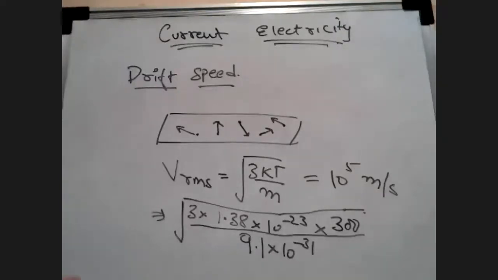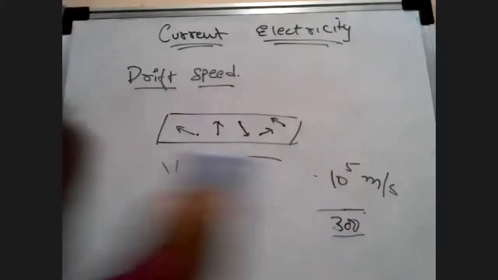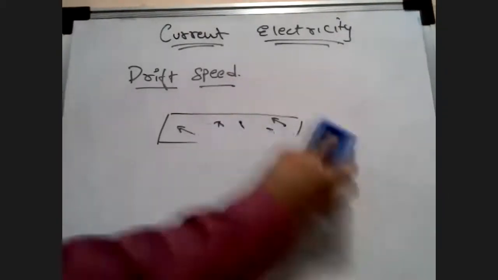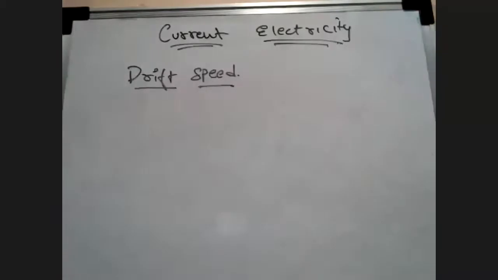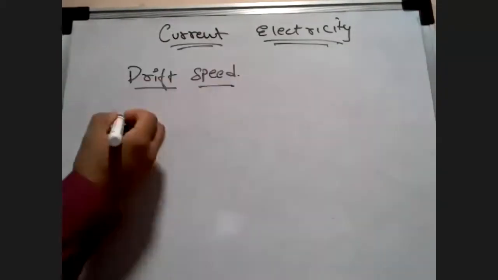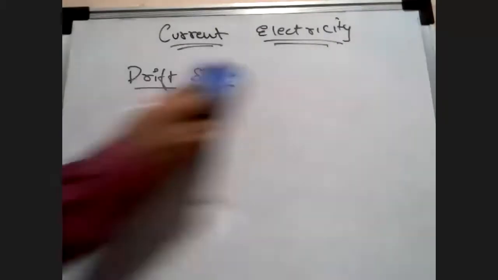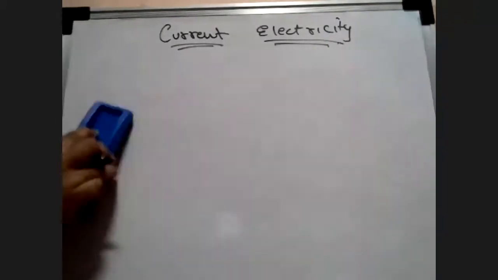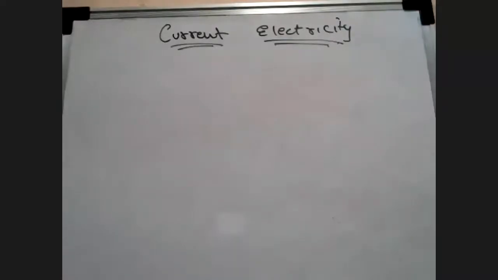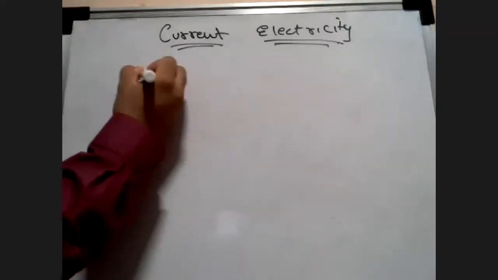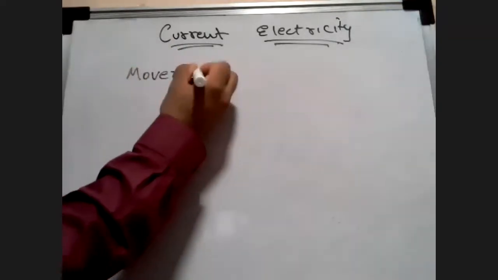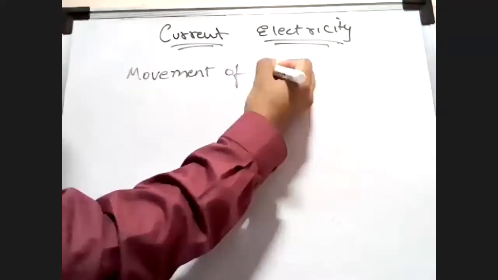So now the question is, what happens when we put an electric field? What do you think happens? Will they move faster? They'll get a direction, but what will be the speed? Will it decrease or will it increase? That's going to be our next question. But before understanding that, let's understand the movement of electrons.